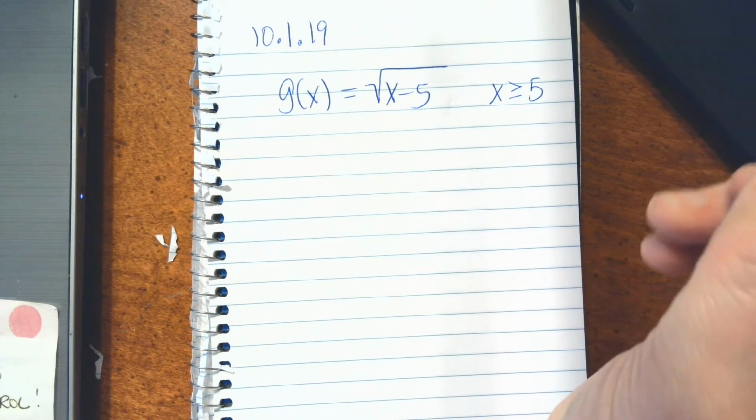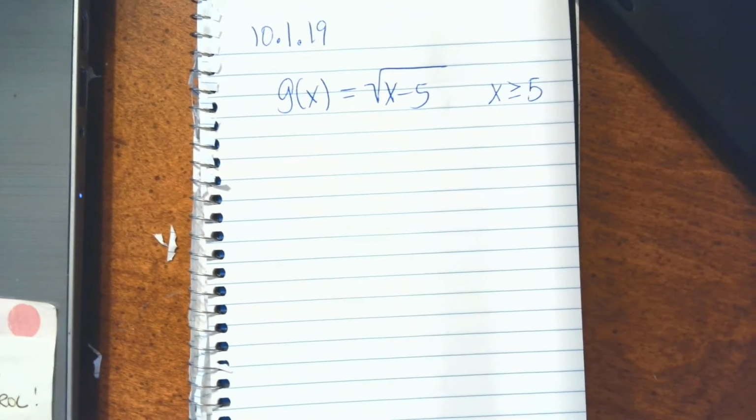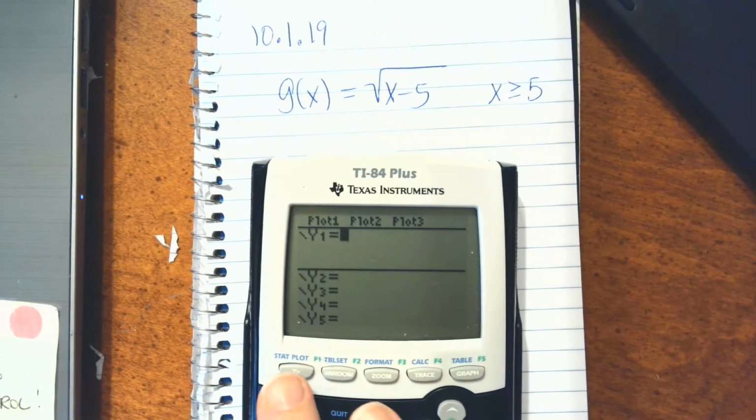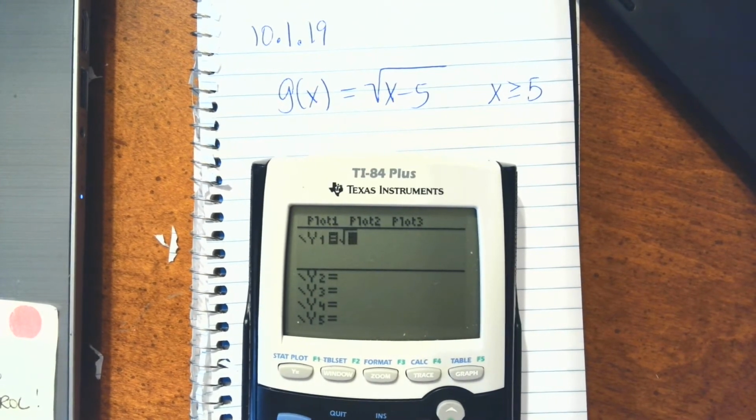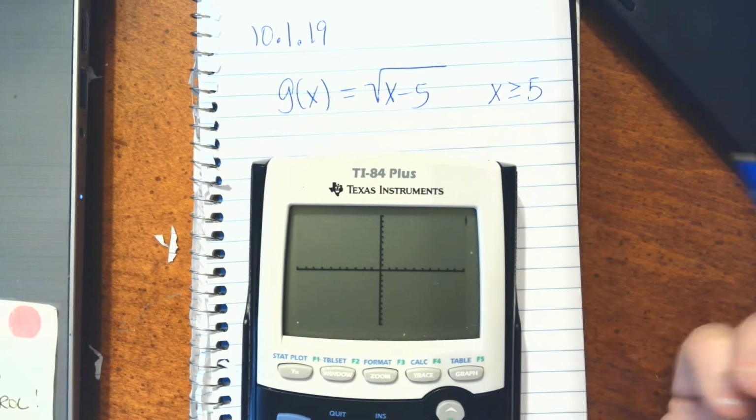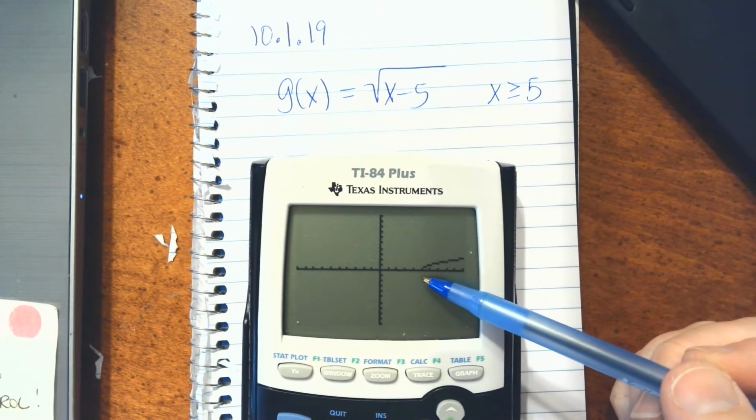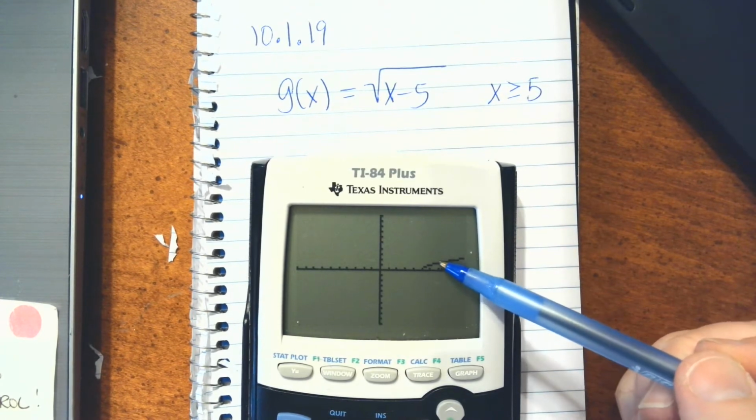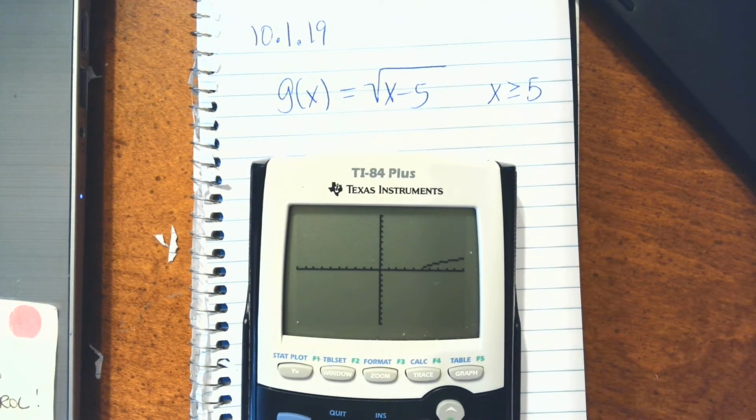To figure out if it's 1 to 1, what we need to do is graph it. So I'm going to type this in, second square root x minus 5, and I'm going to graph that. And you can see that it's a curve, but it just kind of rises as it goes to the right.